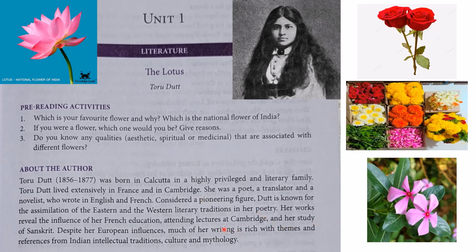Okay, this is the information about flowers, students. And coming to know about the author, Toru Dutt was born in Calcutta in a highly privileged and literary family. Many of the Bengalis are highly literate, students. If you know, the only Nobel laureate, Nobel Prize winner, is Rabindranath Tagore, who is from West Bengal. Toru Dutt lived extensively in France and in Cambridge. She was a poet, a translator, and a novelist who wrote in English and French. Considered a pioneering figure, Dutt is known for the assimilation of Eastern and Western literary traditions in her poetry.